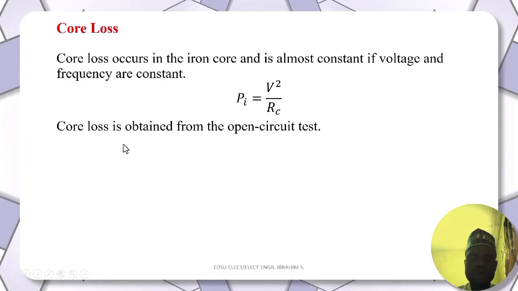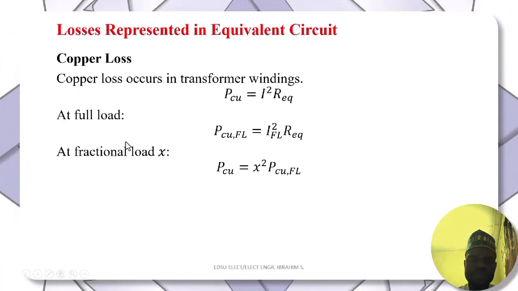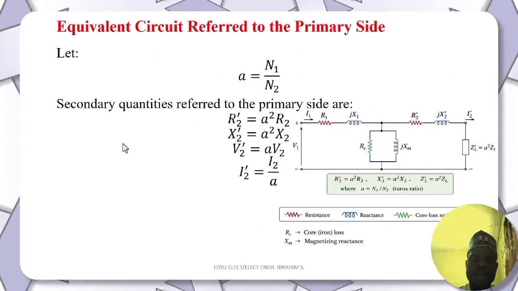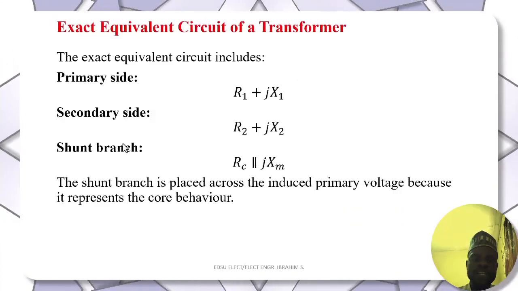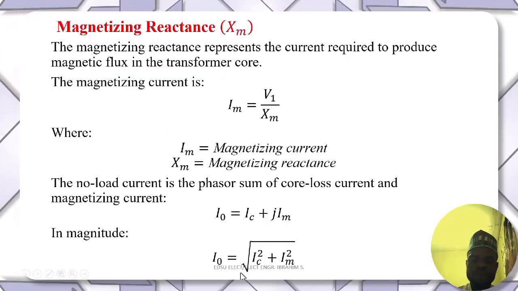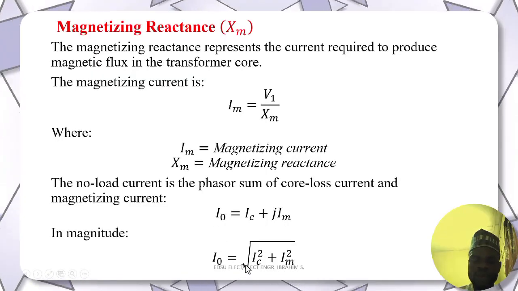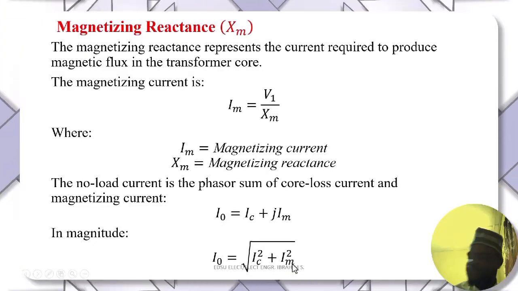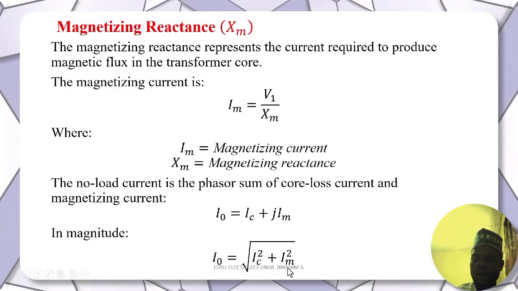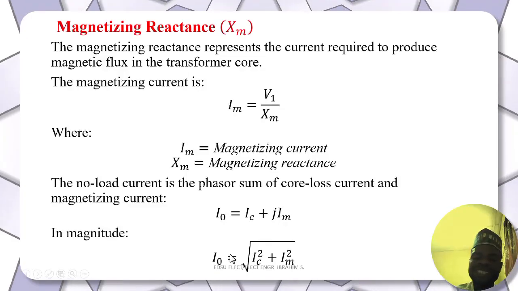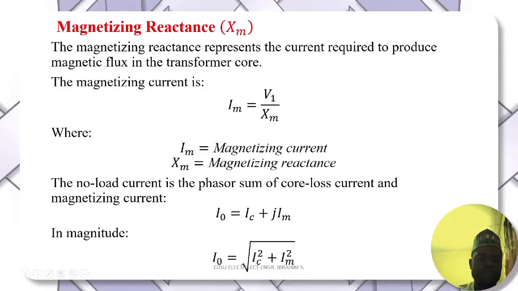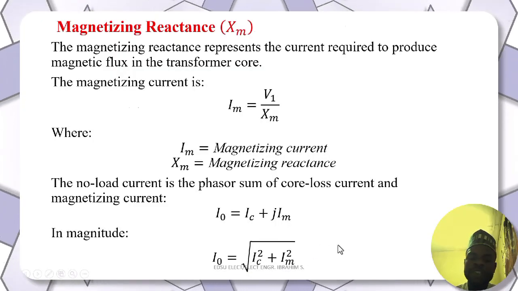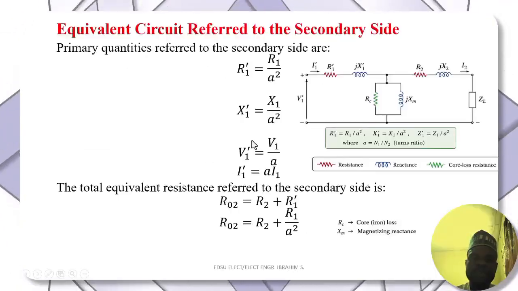During the open circuit test you calculate your core loss, because we have already said, let me take you back, that our no load current is the root of the core loss current squared plus our magnetizing current squared. So it means during the open circuit test, or at no load, that is when you can calculate our core loss current. So let's move forward.